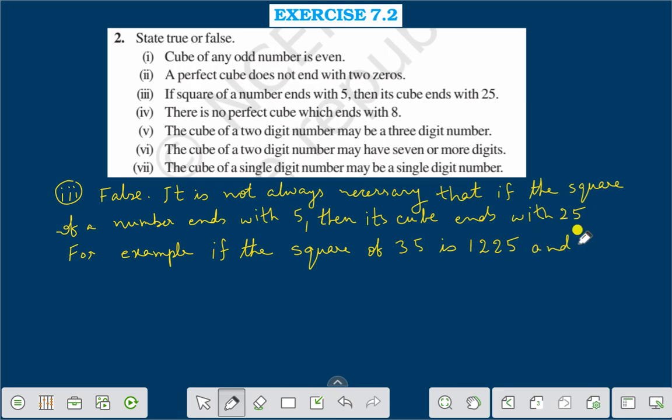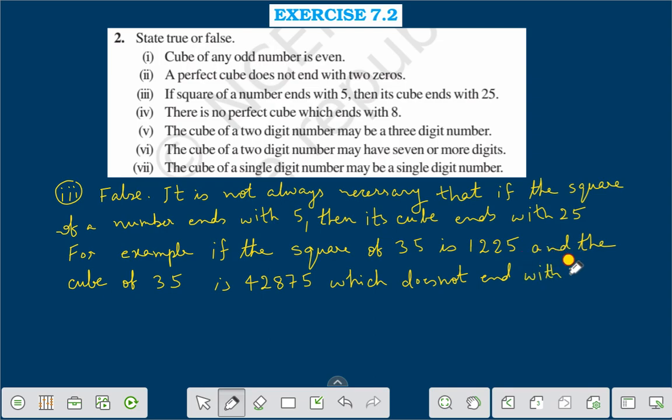And the cube of 35 is 42875, which does not end with 25. That means it is false, right?